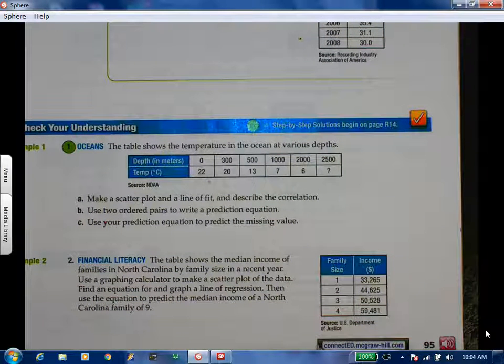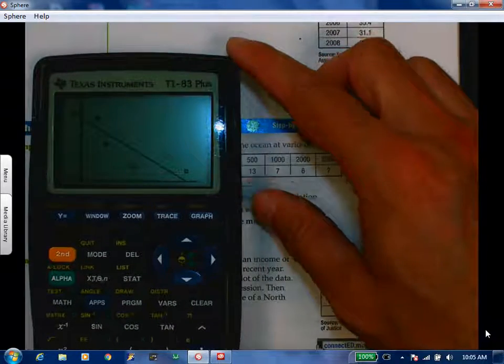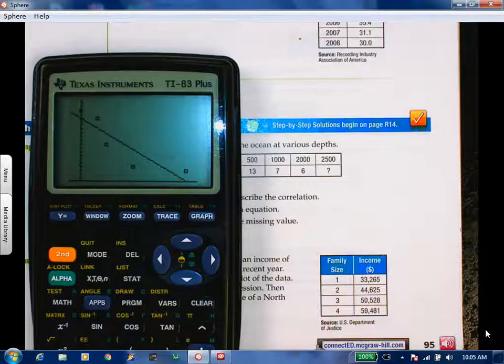So have we graphed it? Do we have a line of best fit? Do we have a prediction equation? Yes, and we can write that down. Okay, so the only other question now is, what is going to be our temperature when the depth is 2,500?